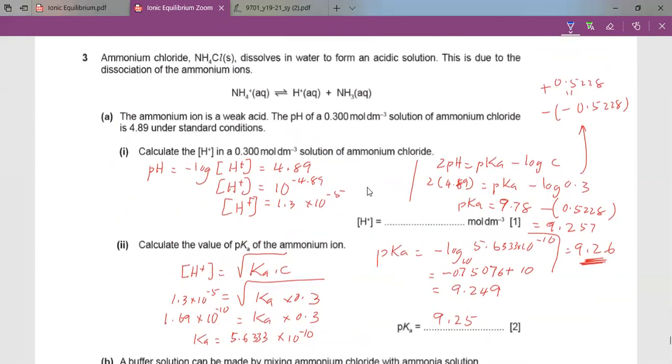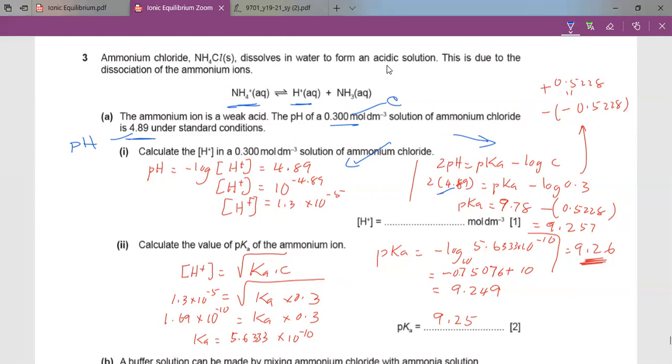Last one. Ammonium chloride dissolves in water to give an acid because NH4 plus is acidic. You can see here, it's a proton donor. Ammonium ion is a weak acid, with a concentration of 0.3. Again, this is a concentration, remember? The solution of this is your pH. So as I said, you can use either the old-fashioned way or this method here. I would like to use this method with 2 pH. So pH is given here.